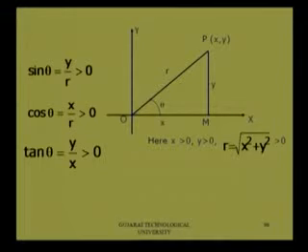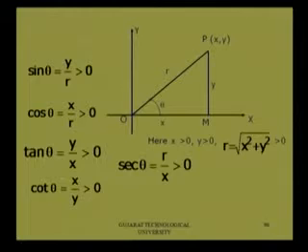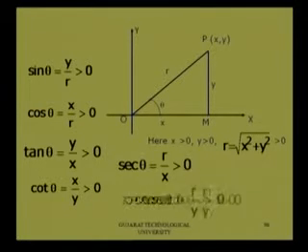Tan theta is sine by cos, that is y by x. It is also greater than 0. Cot is 1 by tan, that is x by y. Sec is 1 by cos, that is r by x, greater than 0.